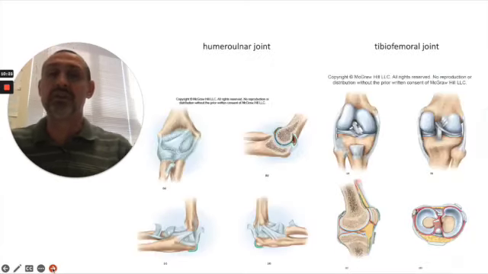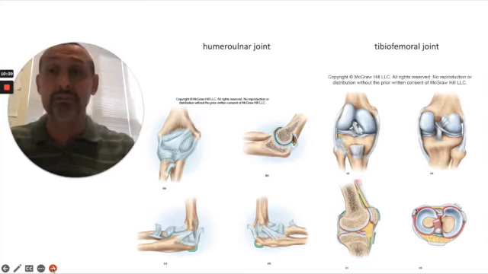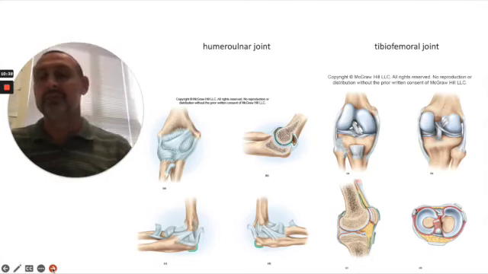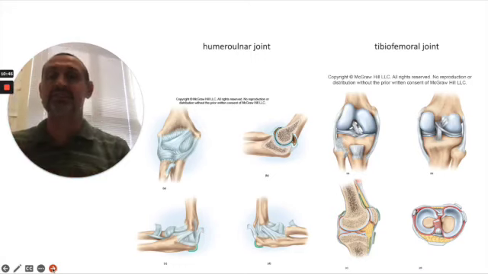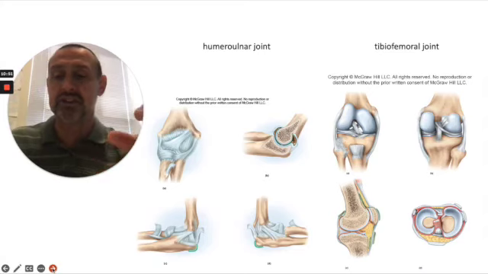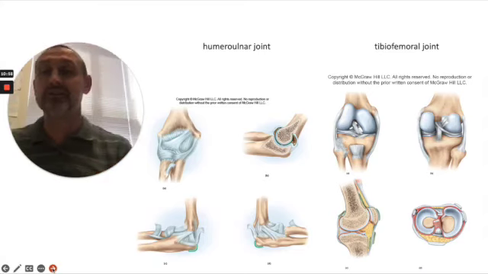The humero-ulnar joint is between the humerus and the ulna, that's your elbow joint. The tibiofemoral joint is between your tibia and your femur, that's your knee joint. So in your elbow joint, the humero-ulnar joint, one of the major problems is hyperextension. In other words, opening that joint beyond its normal range, that can cause a lot of damage. Now there are ligaments that are going to try to hold that together, but if there's too much pressure, then that joint will give way.